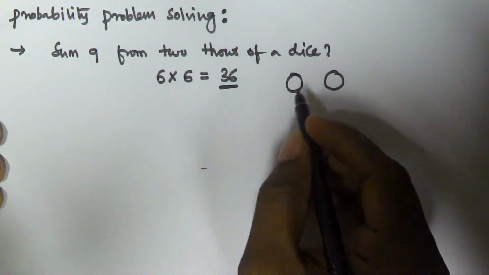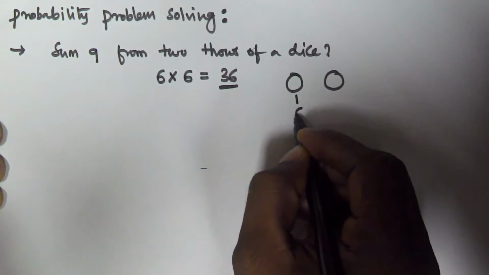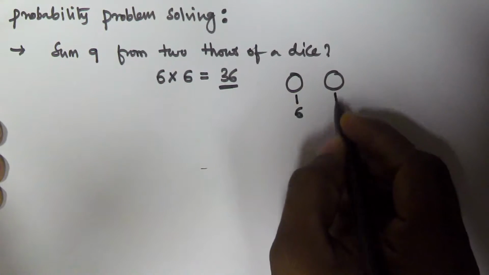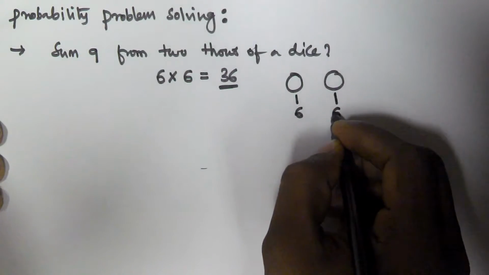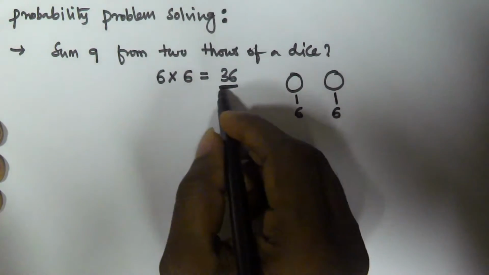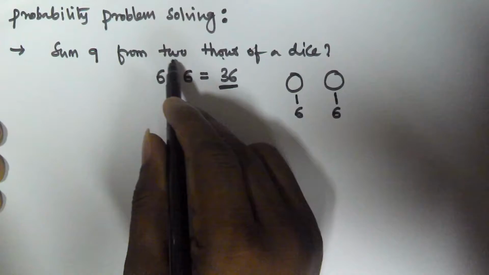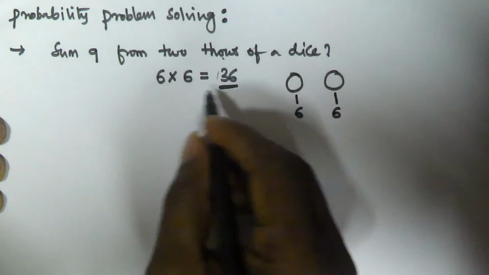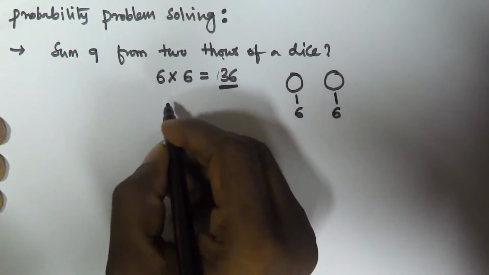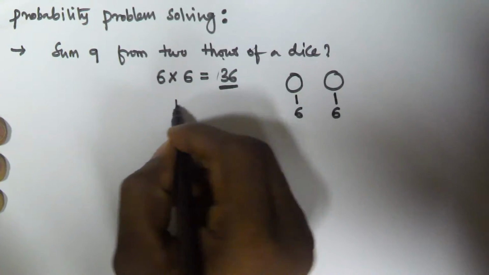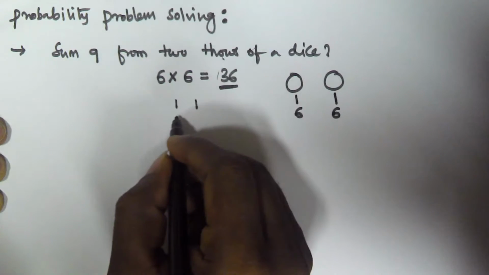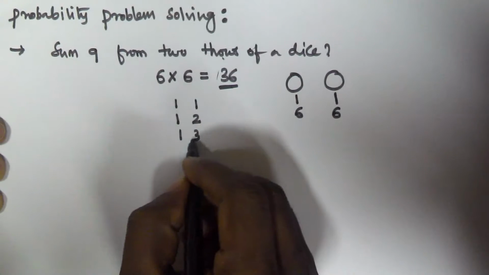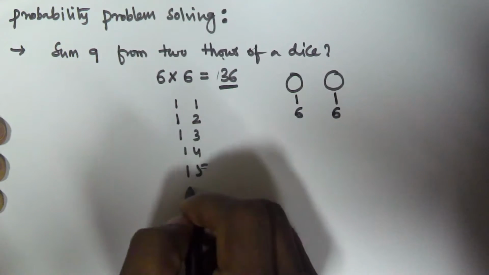In the same manner, when we are throwing the first dice, we have 6 possible outcomes. When we are throwing the second dice, that also contains 6 outcomes. So the total number of outcomes in two throws of a dice is going to be 36. How do we get 36? Suppose the first time we have 1 and the second time also 1, or the first time 1 and the second time 2. So 1 3, 1 4, 1 5, 1 6.